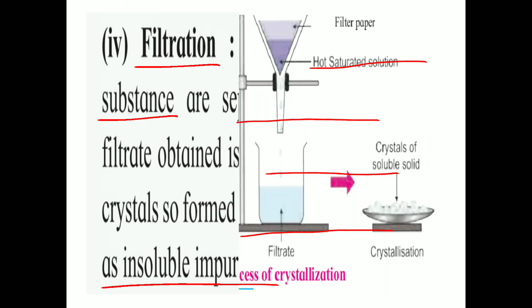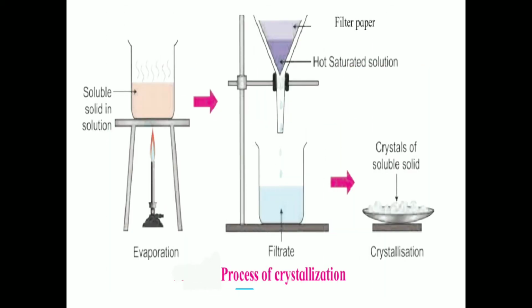Now, in this figure, we have to study the process of crystallization. The first step is the preparation of the saturated solution. To prepare the saturated solution, we have to dissolve the solute in the solvent. To obtain the saturated solution, we have to evaporate the solution, that is, by increasing the temperature we obtain the saturated solution. In this saturated solution, the impurities which are not dissolved have to be removed by the second step, that is hot filtration.